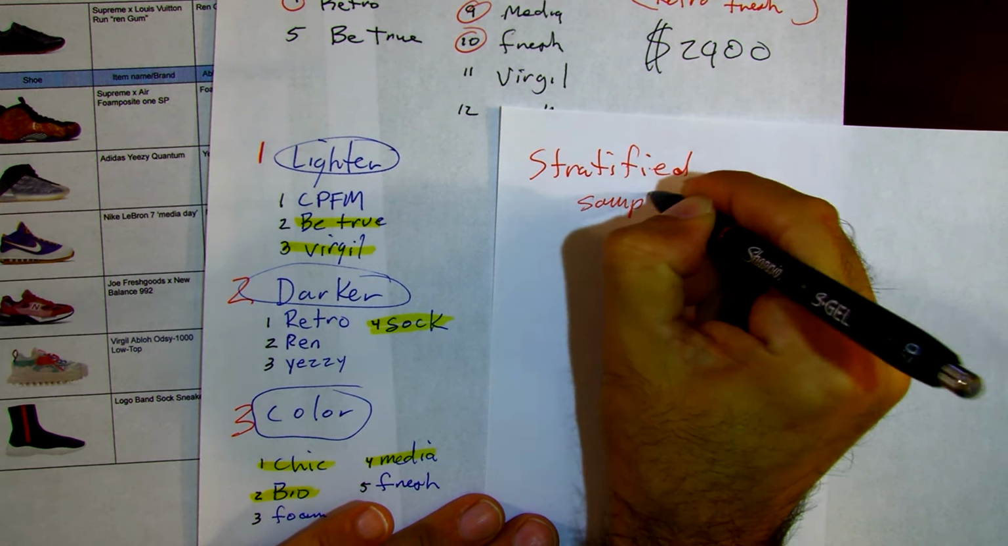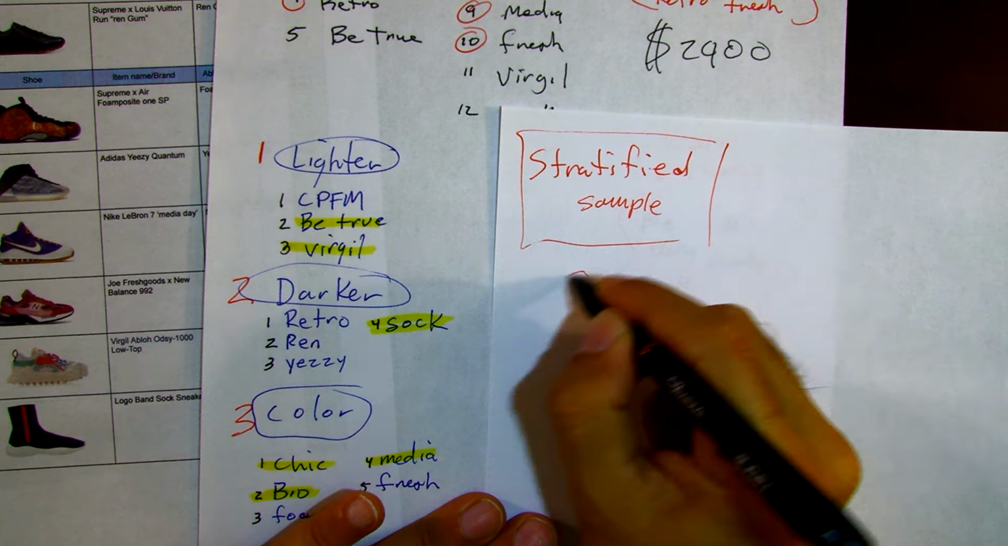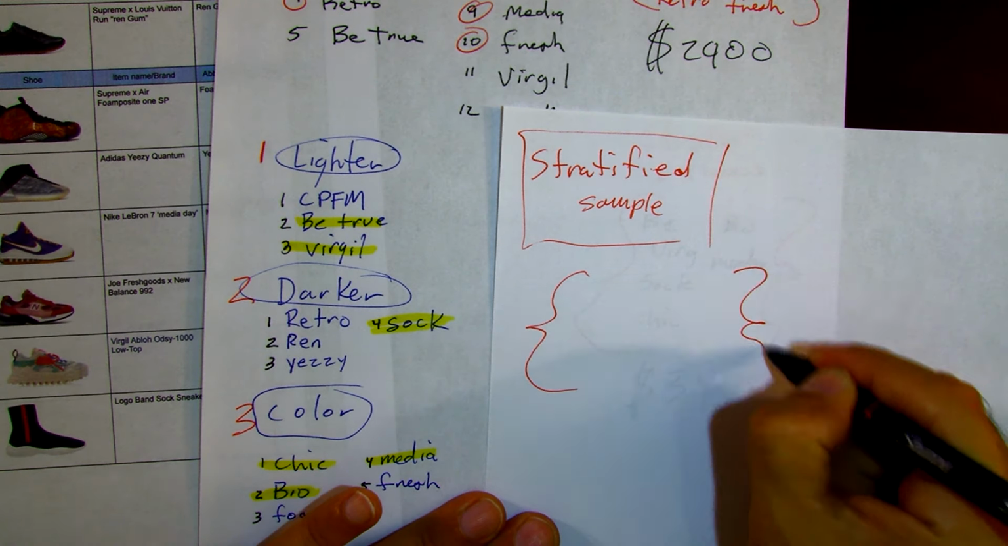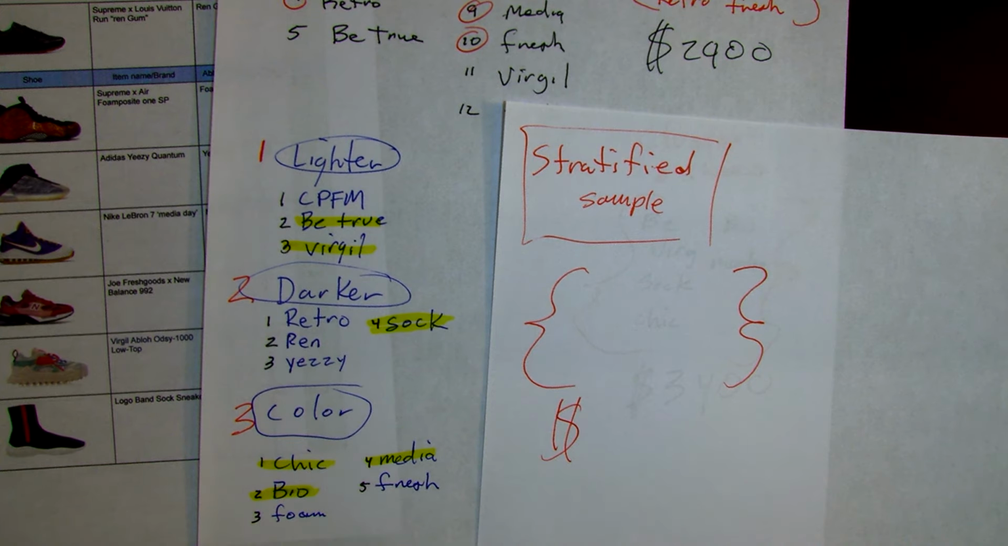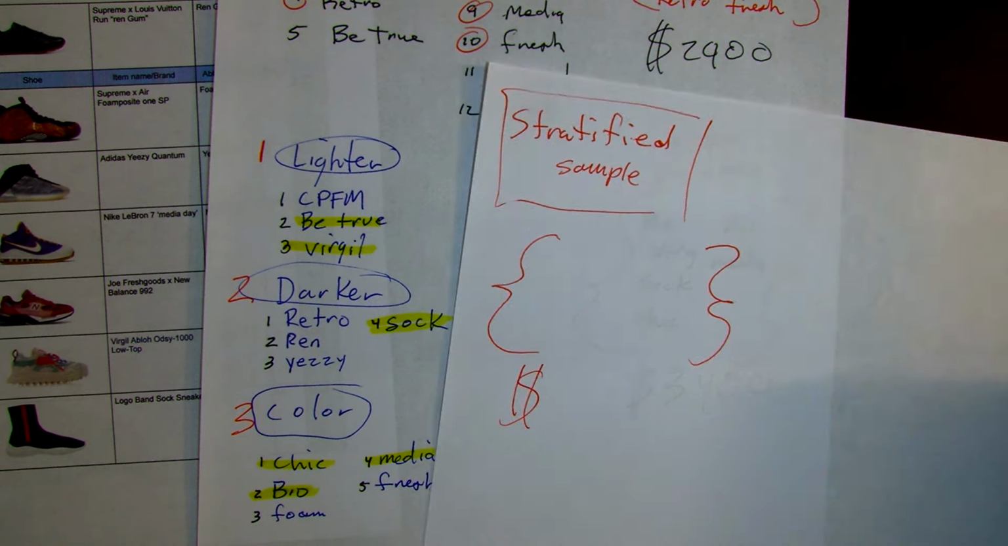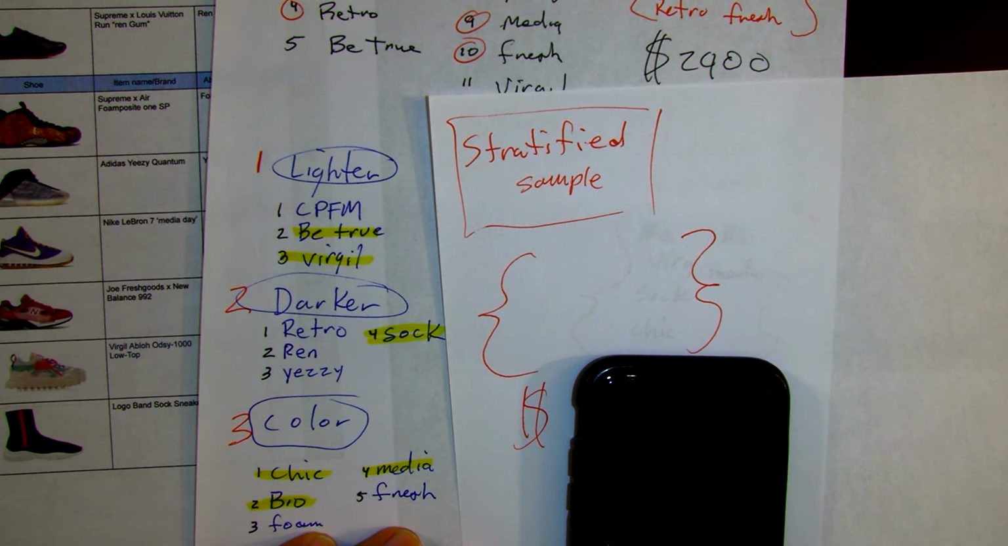Let's see. We have to go to darker, and there's not 3 shoes. There's 1, 2, 3, 4. So I got to change this up to 4. And then I generate 4. So I got the sock. I got the CPFM.